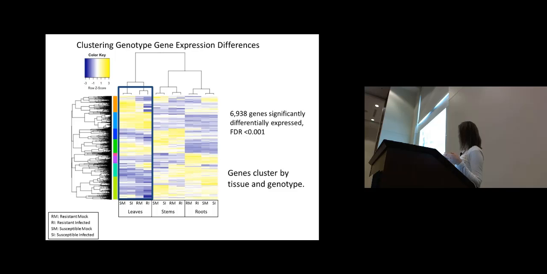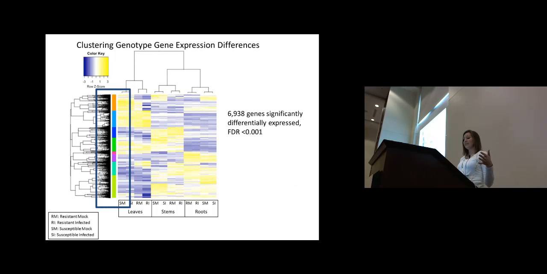The susceptible infected and susceptible mocks appear yellow in the leaves, while the resistant infected and the resistant mocks appear purple. So regardless of the infection, the resistant and the susceptibles are responding differently.